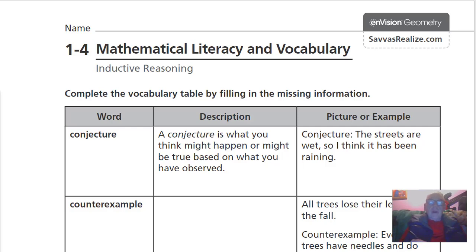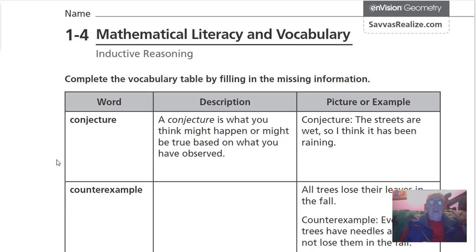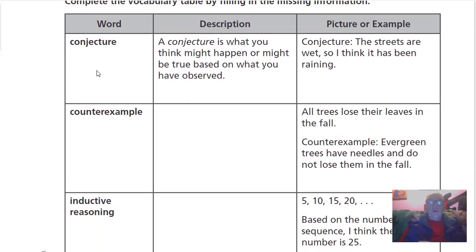Okay, we're going to look at the mathematical literacy and vocabulary worksheet. So we've got some vocabulary to do. Let's see what we got here. So conjecture. Remember, a conjecture cannot be proved. It's something you accept as being true. So a conjecture is what you think might happen or might be true based on what you have observed. So a conjecture might be the streets are wet, so I think it's been raining.